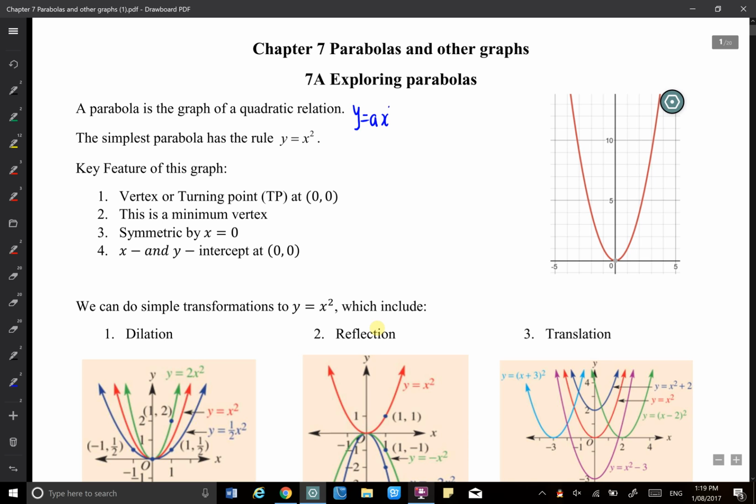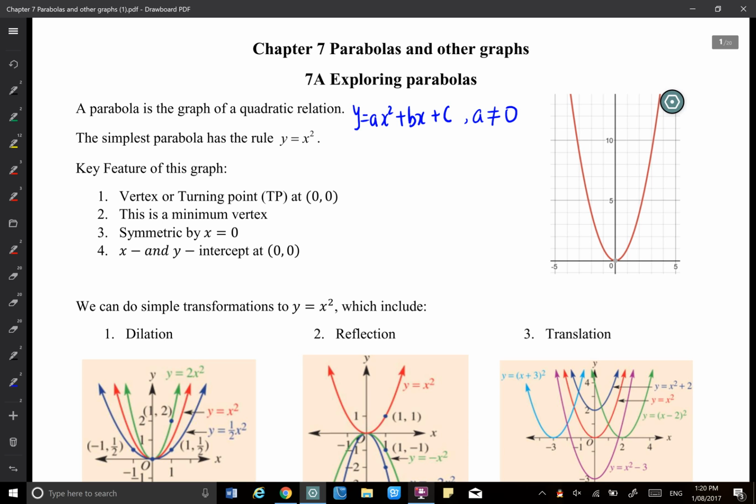Which is ax squared plus bx plus c, or something similar to that. This is called a quadratic relation. y equals ax squared plus bx plus c, some x or some constant. The only requirement is a not equals to 0. So b can be 0, c can be 0, but a cannot be 0. You must contain some x squared in your equation. This is called a quadratic relation.